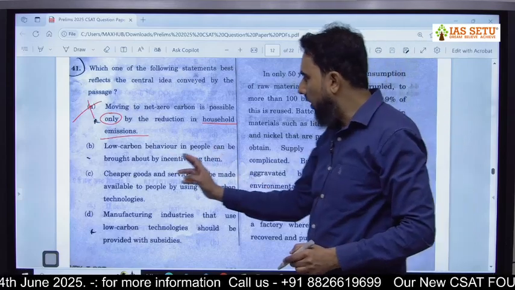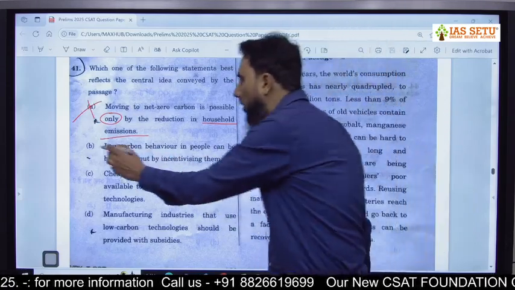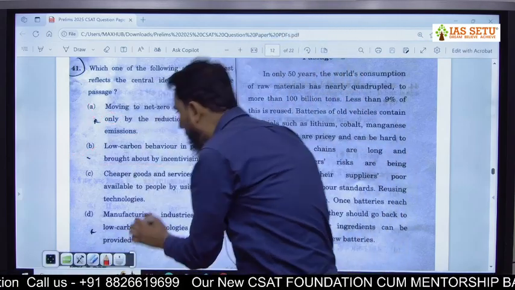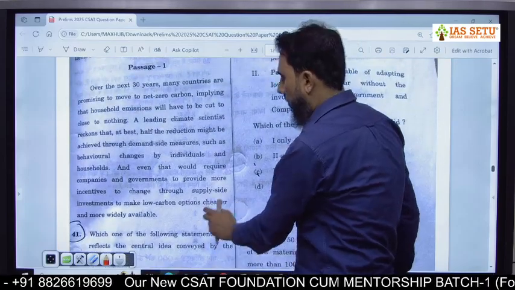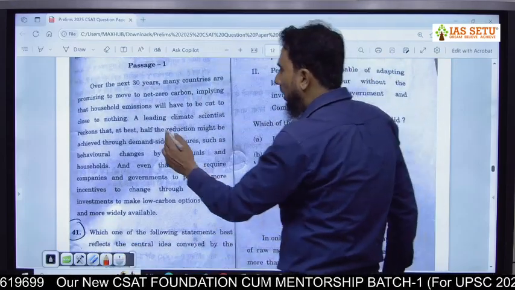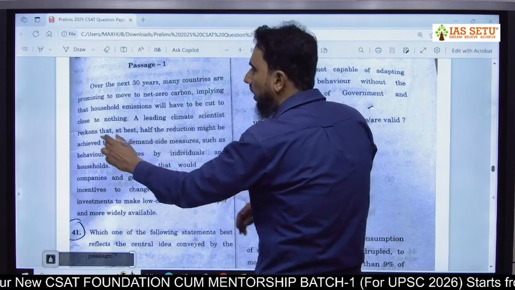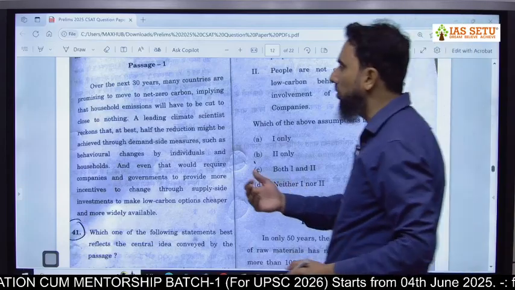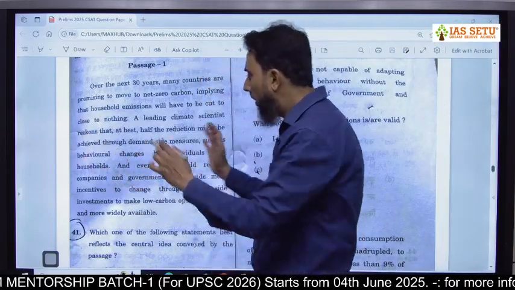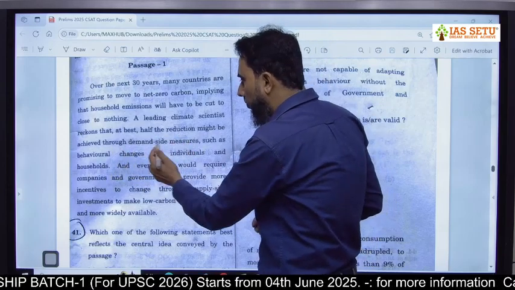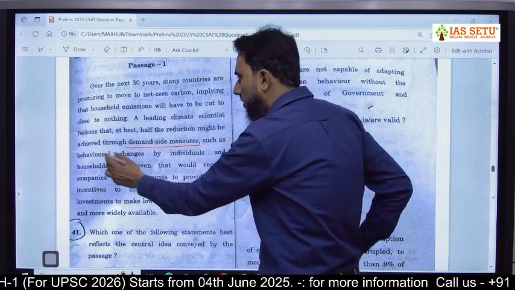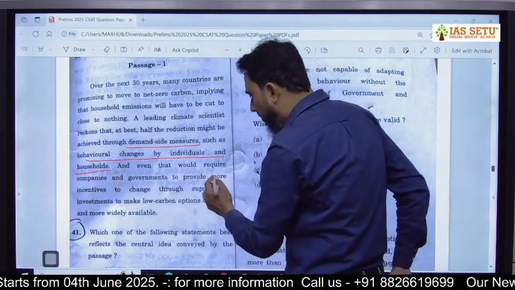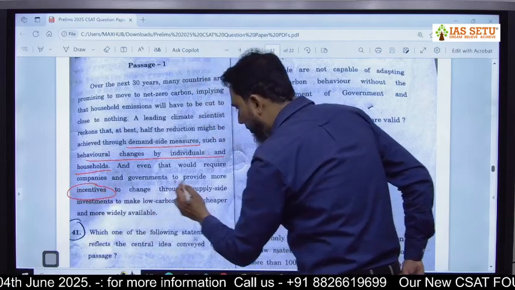Low carbon behavior in people can be brought about by incentivizing them. Absolutely correct. And look at the support for this statement when the author discusses leading climate scientists. The author says that he reckons, which means he has calculated something. Leading scientists say that half the reduction might be achieved through demand side measures such as behavioral changes by individuals and households, and even that would require companies and governments to provide more incentives. It is the support for the correct answer.